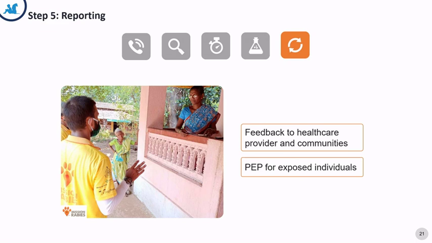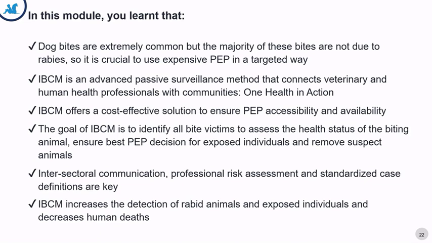The last and most important step of the IBCM process is reporting of results to all relevant partners to ensure that PEP recommendations and other interventions are well informed. While IBCM at its heart is a surveillance system, the primary benefits of this program are its ability to improve compliance of healthcare workers and patients to the appropriate vaccine recommendations. Maintaining trust in the investigators and timely reporting of investigation findings are perhaps two of the most important aspects of an IBCM program. Thank you for listening to this module on integrated bite case management.